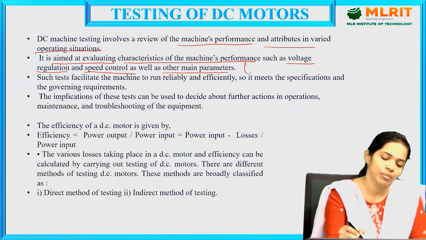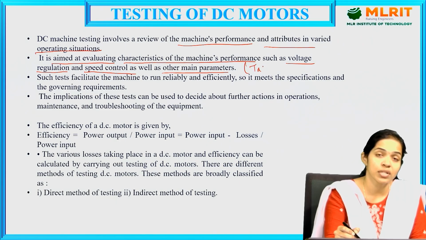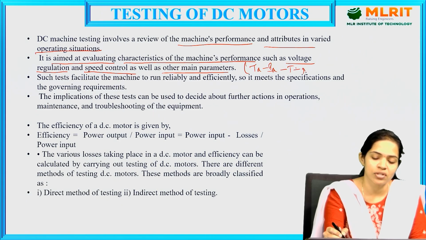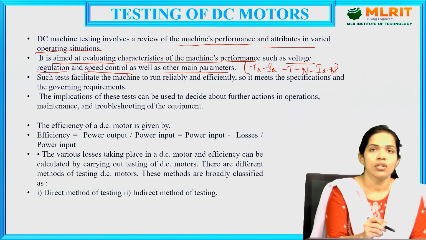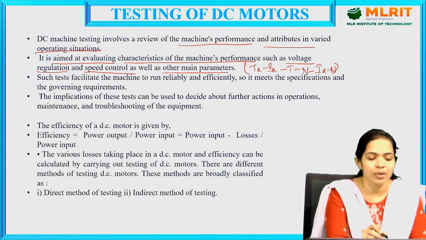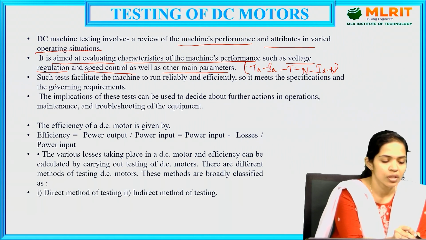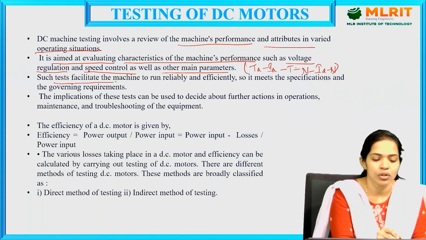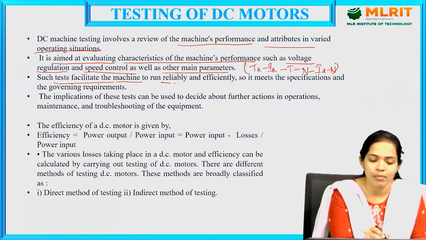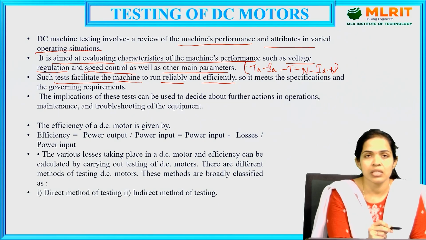The other main parameters may involve the characteristics which we have seen the other day: torque and armature current, torque and speed, and armature current and speed characteristics. All these performance characteristics will be evaluated during the testing of DC motors for different kinds of tests. These tests facilitate the machine to run reliably and efficiently, which increases the life span of the machine. It is nothing but maintenance of your DC machines.